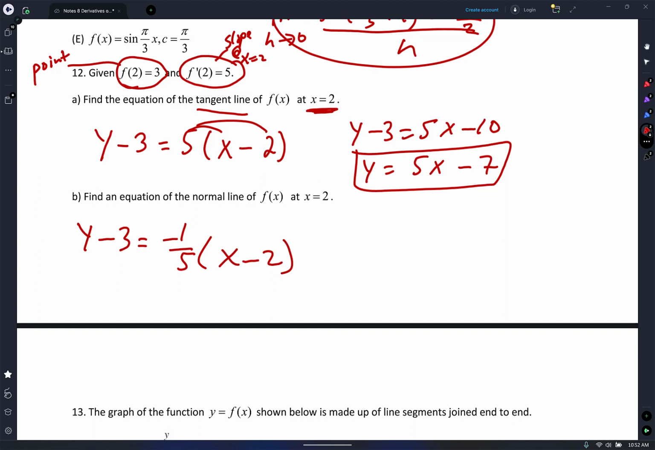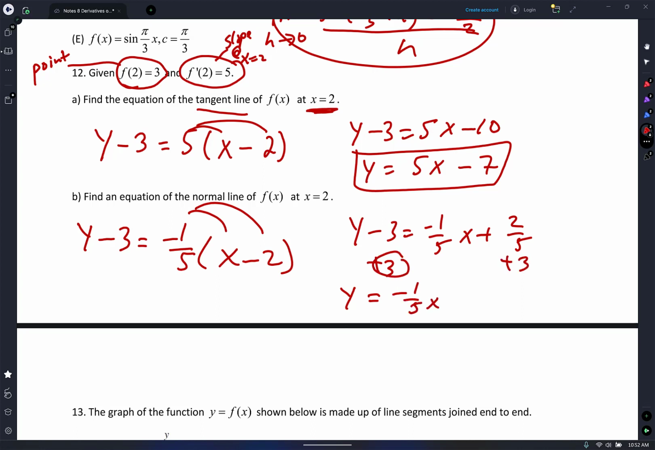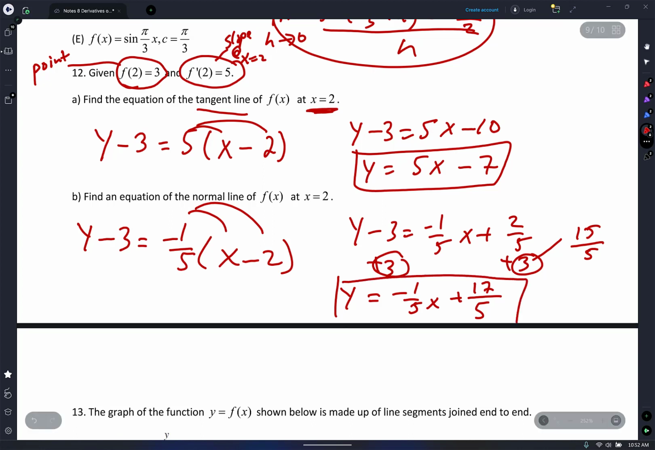If you're prone to accidents, you can just stop right there. But right now, I want you to be courageous, so go ahead and continue. y minus 3 equals negative 1/5 x plus 2/5. I don't know how to add fractions without a calculator. Yes, you do. You see that 3? Turn that 3 into a common denominator of 15, so that's the same thing as 15 over 5. 15 divided by 5 is 3. So what's 15 plus 2? 17. So 17 over 5. There it is. That's my normal.